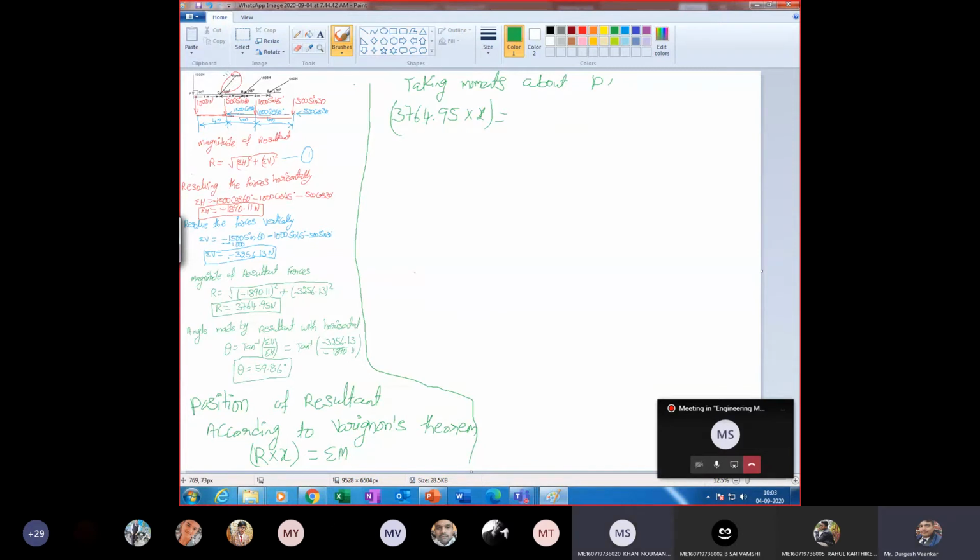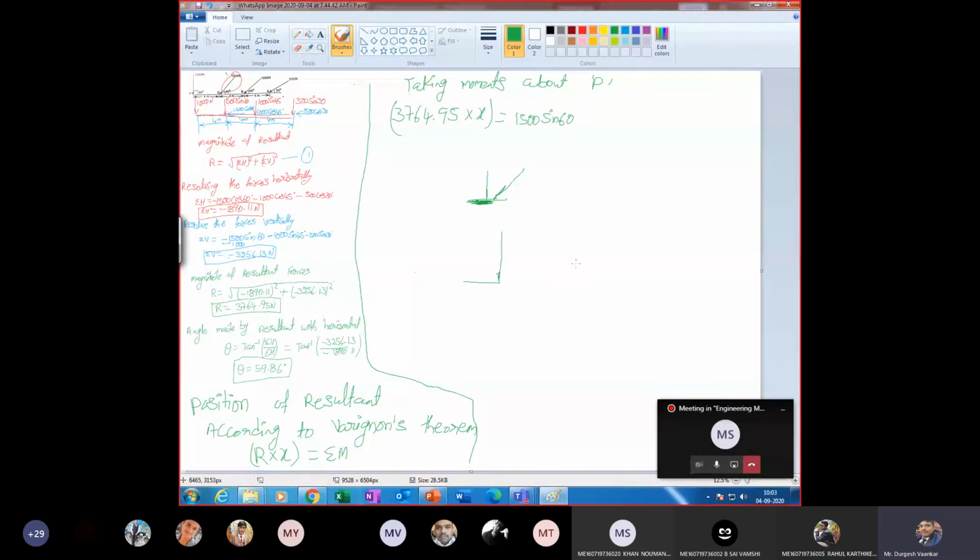This 1500 sine 60, sorry, 1500 sine 60 is your vertical force, into perpendicular distance. Perpendicular means this one and this one. Don't take this force directly into this distance. We are not calling it perpendicular.